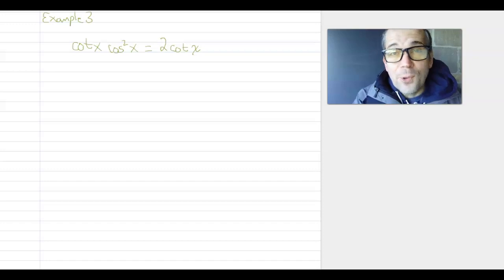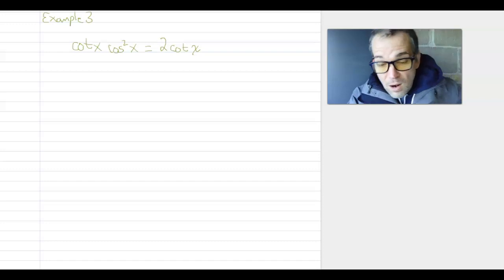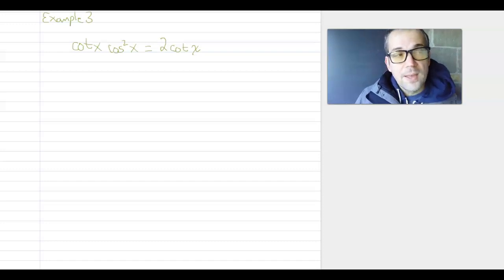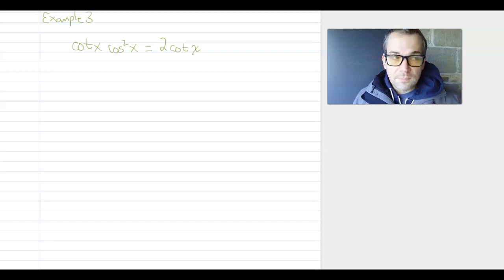Our last example pulls out all the stops, but the broad strokes again are the same. Our ultimate goal is to try to get a trig function to be isolated all by itself. Now, for example 3, your first thought might be like, hey, I know what I'll do. I'll cancel cotangent off both sides. We actually can't do that.